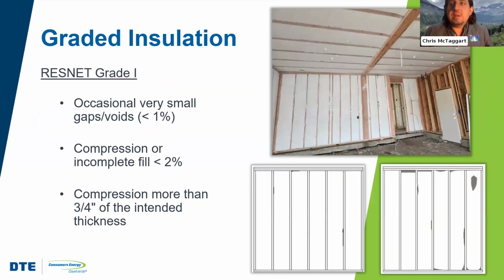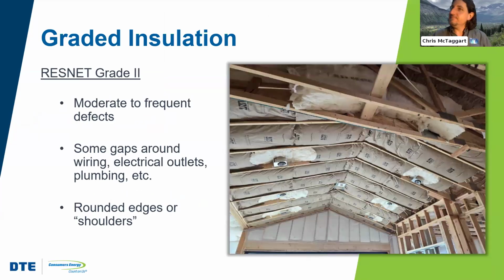Grade 1, again, something that fully fills the cavity. Grade 2, moderate defects, but not the worst job in the world. If I were the rater, I'd probably still go there and say, ideally we'd want to pull some of these down more specifically. I'd also want to be careful about whether they are able to spray insulation over here on the right-hand side or not.